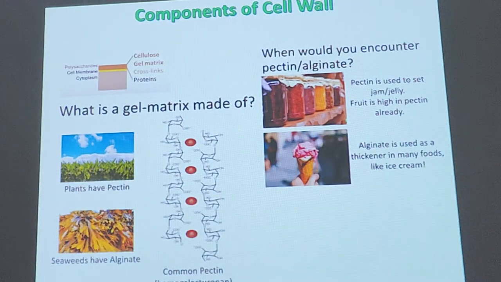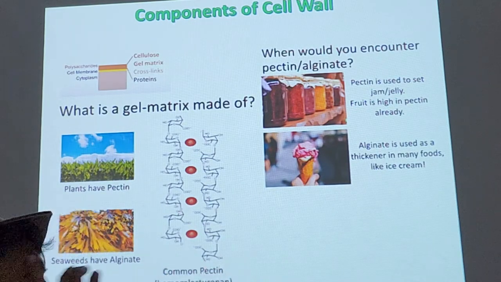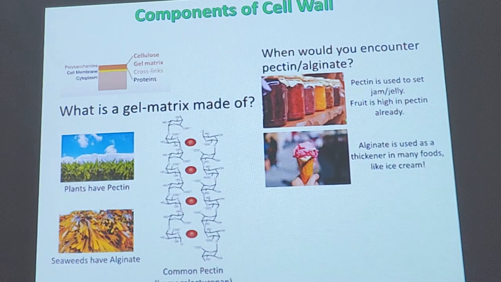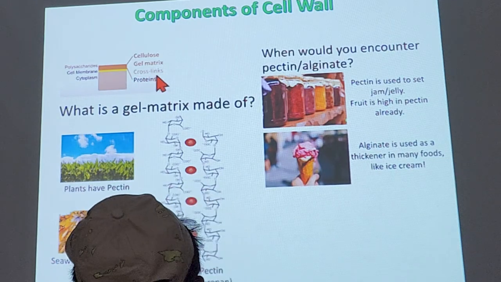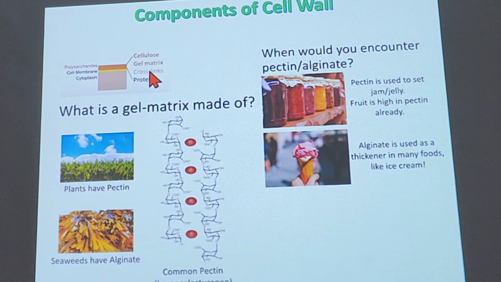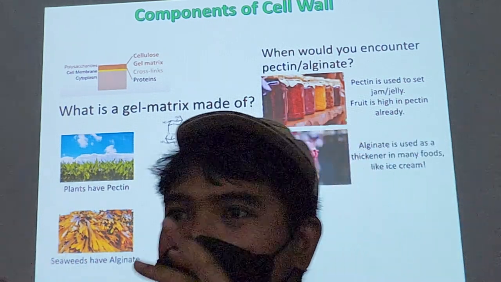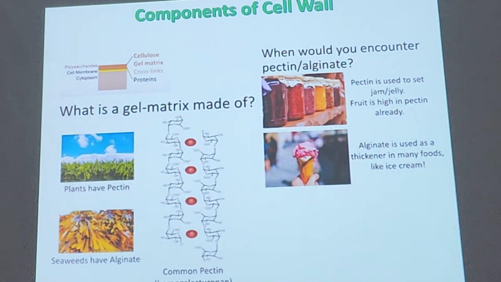Okay, the second component inside the cell wall, the gel matrix. Number one, understand that it depends on whether you're talking about the plants or the seaweeds. So what is this gel matrix? Gel matrix is basically the soup. You have your microfibrils, and this thing is not floating in the air. It's actually in something. It's in the soup. In this case, it's in the gel.